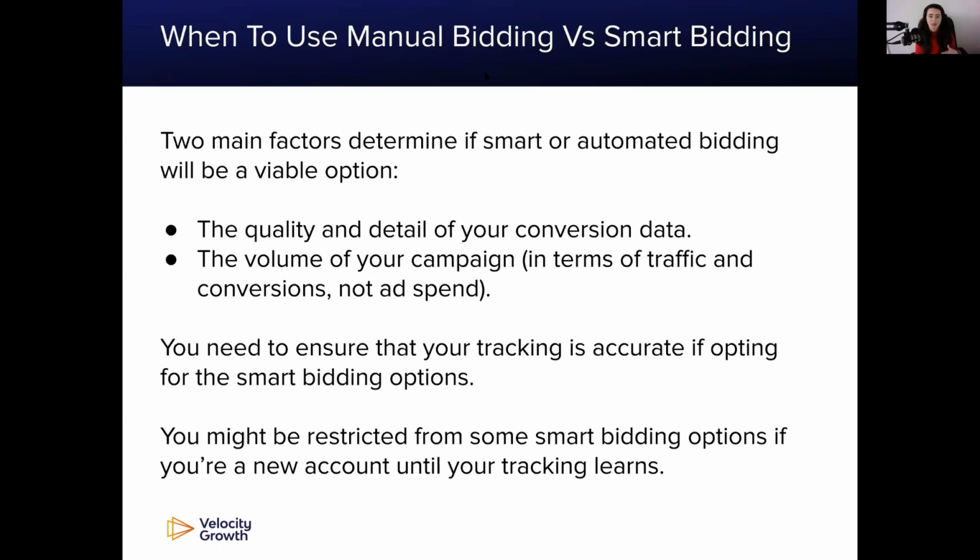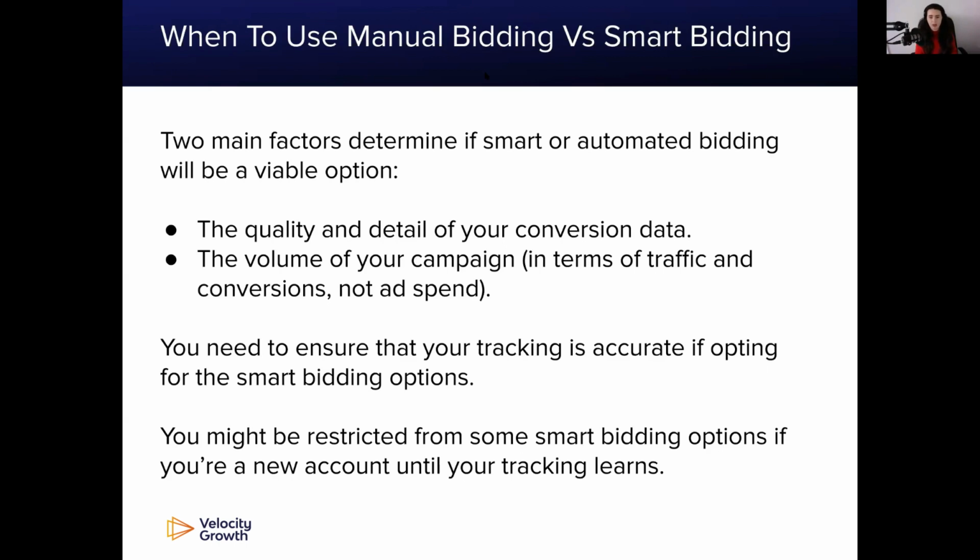I often get asked, when should I use manual bidding and when should I use smart bidding? There are two main factors to determine if smart or automated bidding will be a viable option. One is the quality and detail of your conversion data. If you have had a Google ad account for a period of time, you've had your tracking set up right, and there are conversions and conversion value feeding into that account, then you have good quality and detail in your conversion data. Also, the volume of your campaign in terms of traffic and conversions. Have you had a lot of traffic and have you had a lot of conversions?